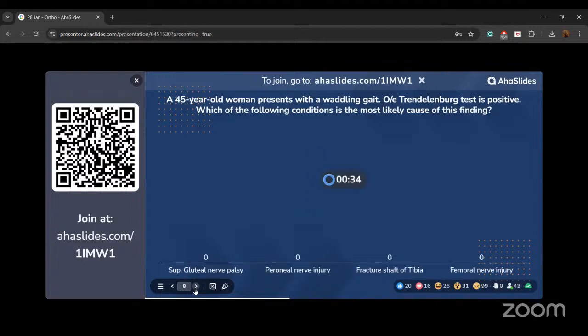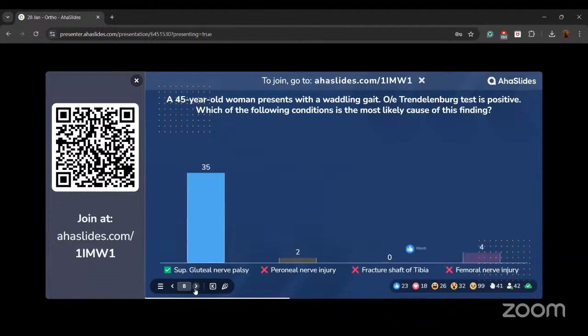A 45-year-old woman presents with a waddling gait. On examination, Trendelenburg test is positive. Which of the following condition is the most likely cause of this finding? So here, if you know mechanism of Trendelenburg test, you'll get the answer easily. So this test is actually done to assess the strength of the muscle responsible for stabilizing the pelvis during walking. So if it is positive, then it often points to the weakness in these muscles.